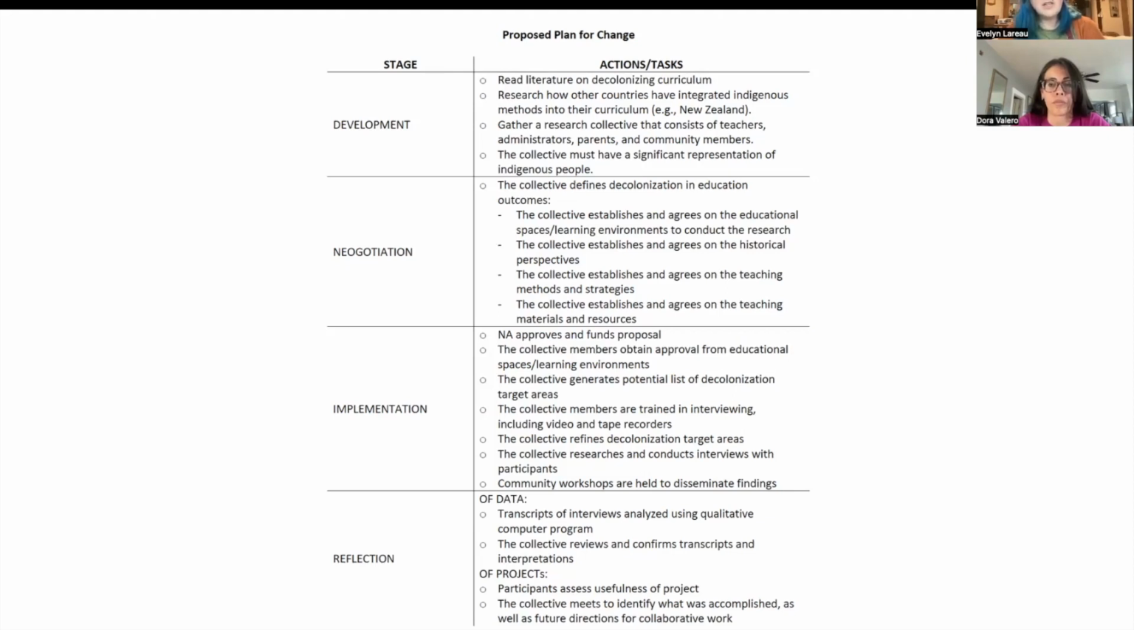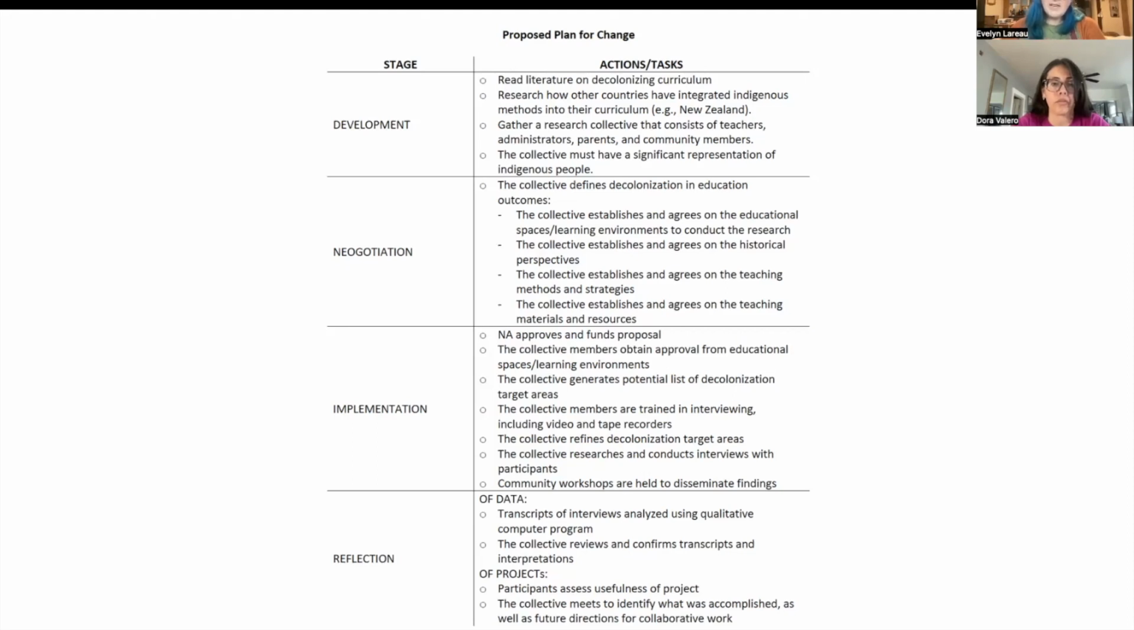For negotiations, the collaborative needs to define what decolonization is in education before anything else can happen. And then we need to establish and agree upon the different types of educational spaces and learning environments that we want to research and create for. We also need to agree upon different types of teaching methods and strategies within the classroom that the curriculum is going to assist with. And lastly, another thing that we really need to focus on are the different types of materials, processes, and resources that will allow us to do this type of curriculum.